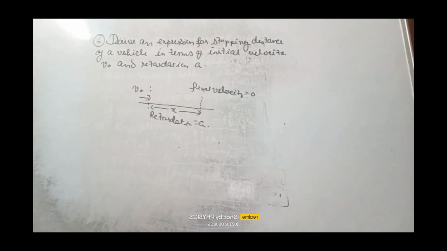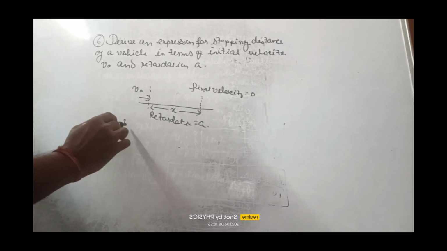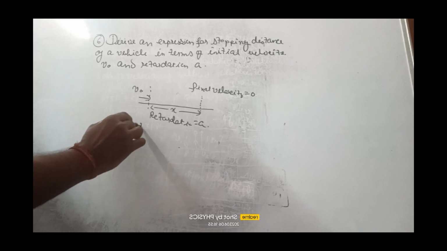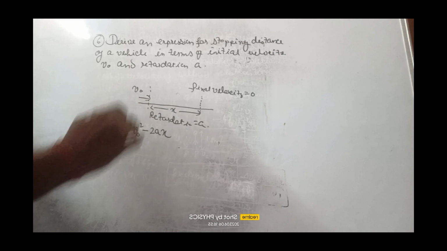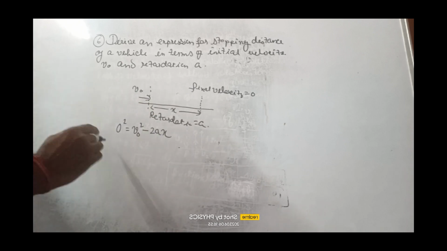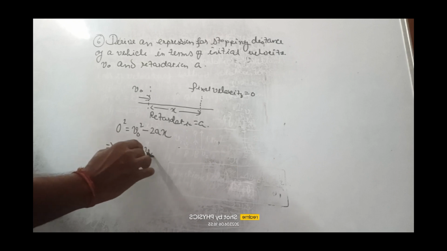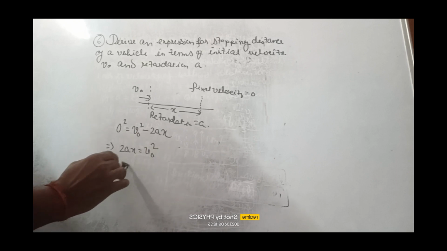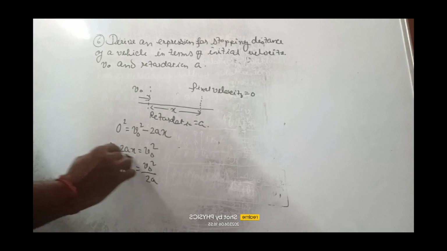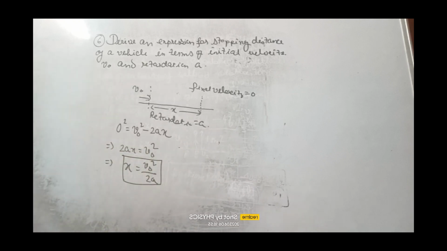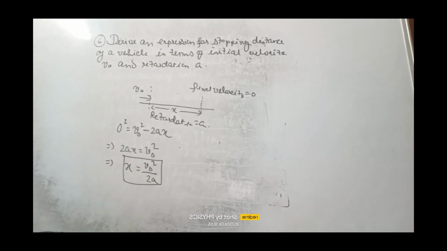We know the formula: 0 squared, that is v squared, equals v0 squared, that is u squared, minus 2ax. So 2ax equals v0 squared. So x equals v0 squared by 2a, which is the stopping distance in terms of the initial velocity v0 and the retardation a.